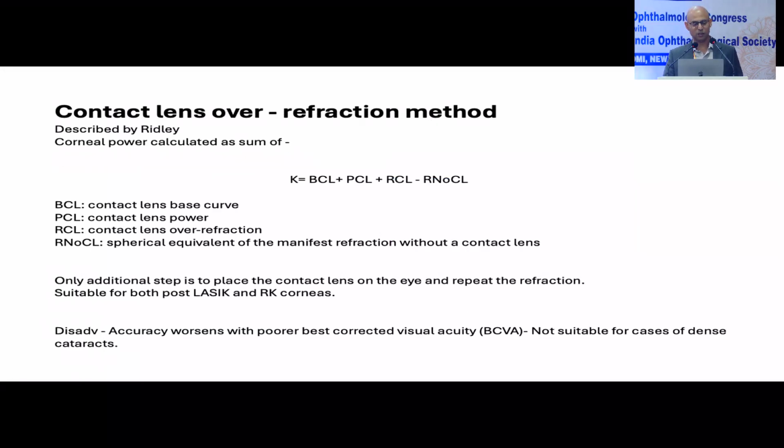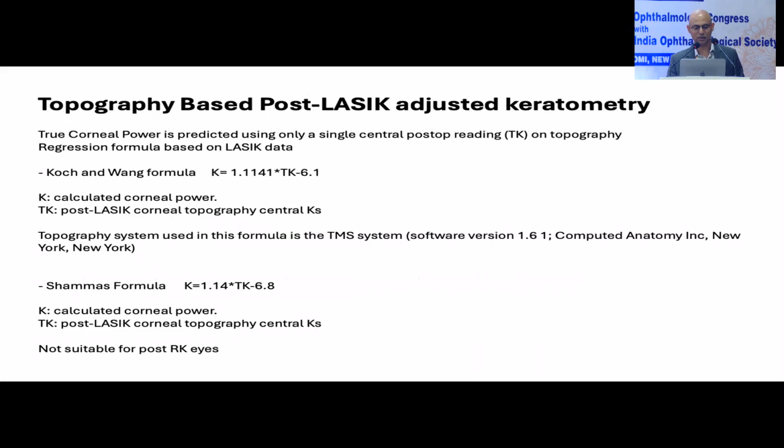Contact lens over refraction is a very useful method described by Ridley, in which you use this formula: K = BCL + PCL + RCL - RNOCL. BCL is the contact lens base curve, PCL is the contact lens power, RCL is the contact lens over refraction, and RNOCL is the spherical equivalent of the manifest refraction without a contact lens. Now, you have to, of course, put a rigid lens over the patient's eye to do this, which is a bit cumbersome. The disadvantage is that accuracy worsens when the vision is less. So if you have a dense cataract, you can't really get reliable readings with this.